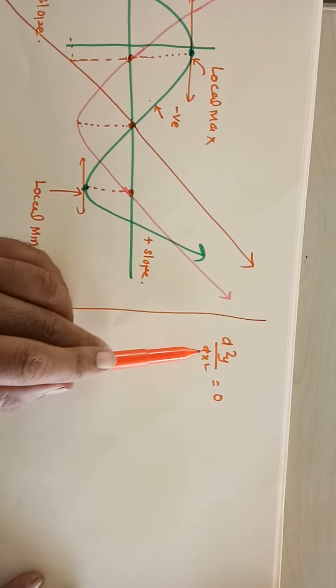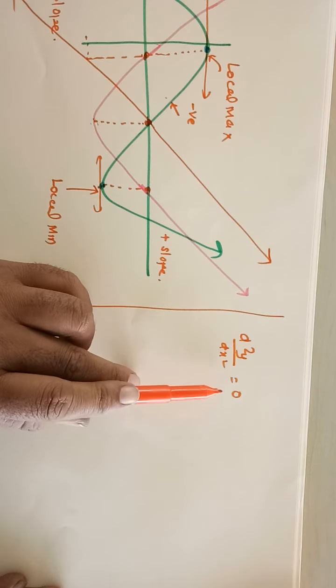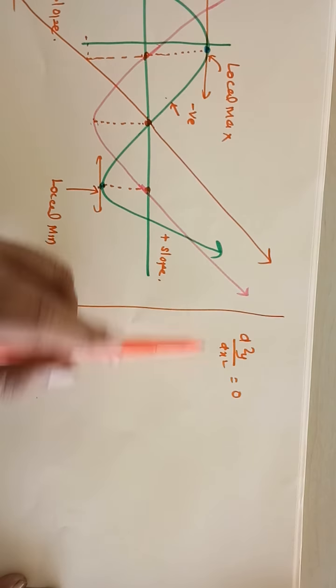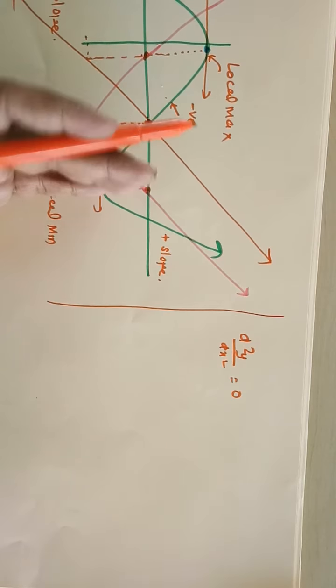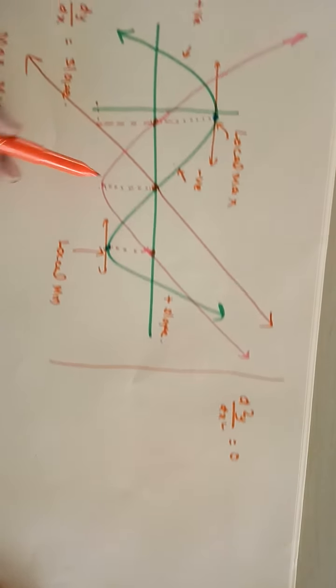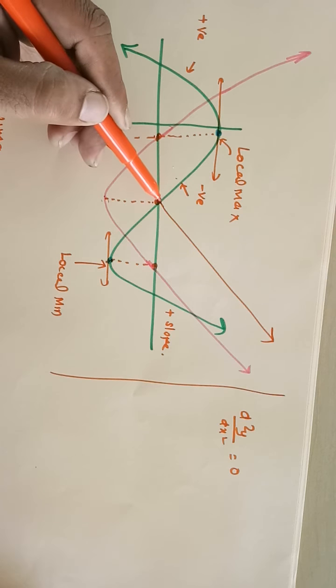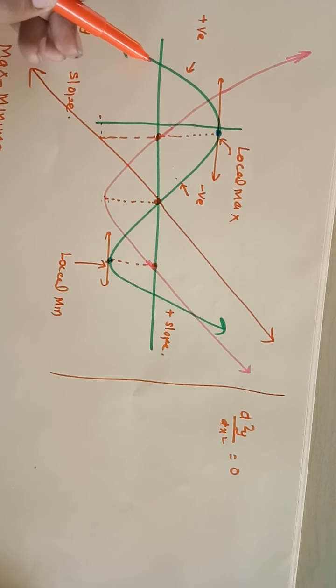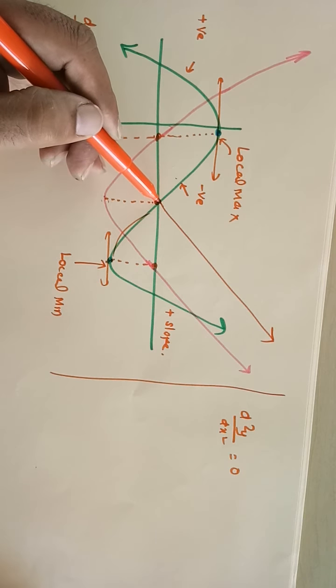Many teachers tell you that if the double derivative equals 0, this is the point of inflection. No, this is not. Double derivative 0 simply means that it's a necessary condition. It's not a sufficient condition, because the concavity must also change. So if you look at this side, it's concave down and this side is concave up, so you can definitely say it's a point of inflection.